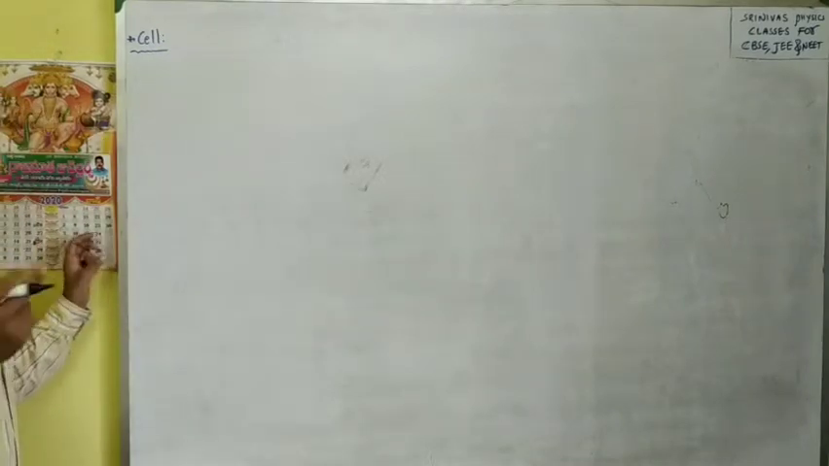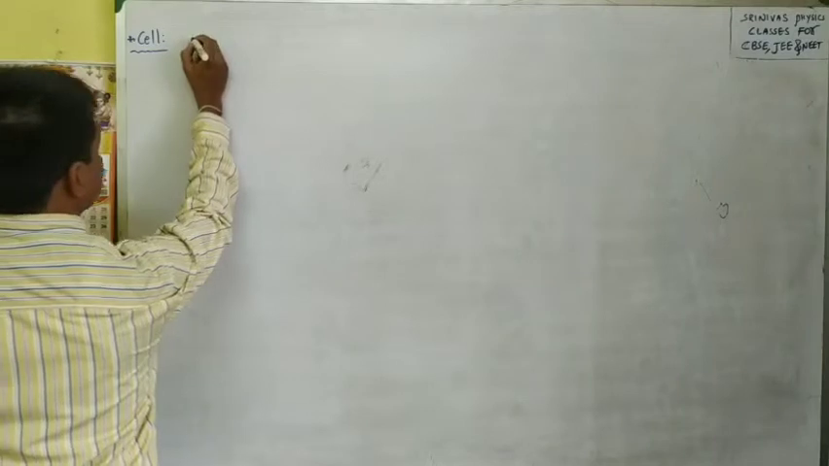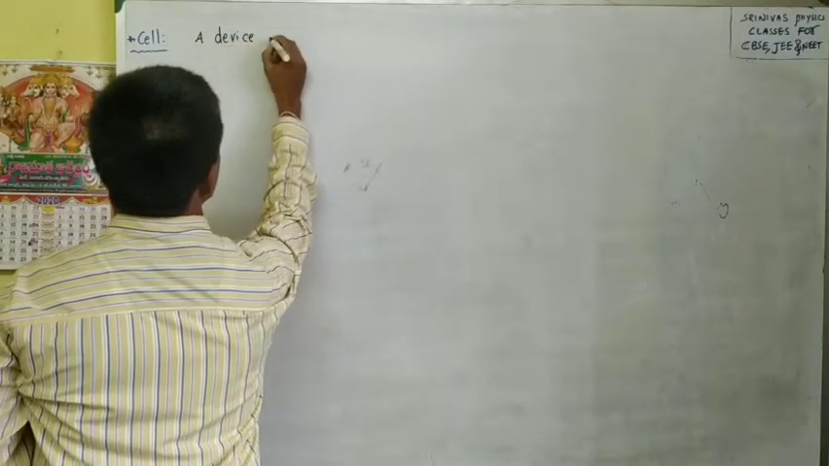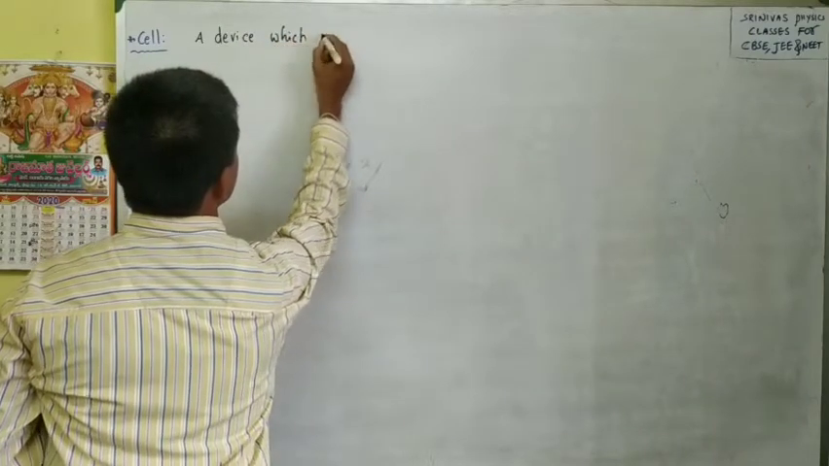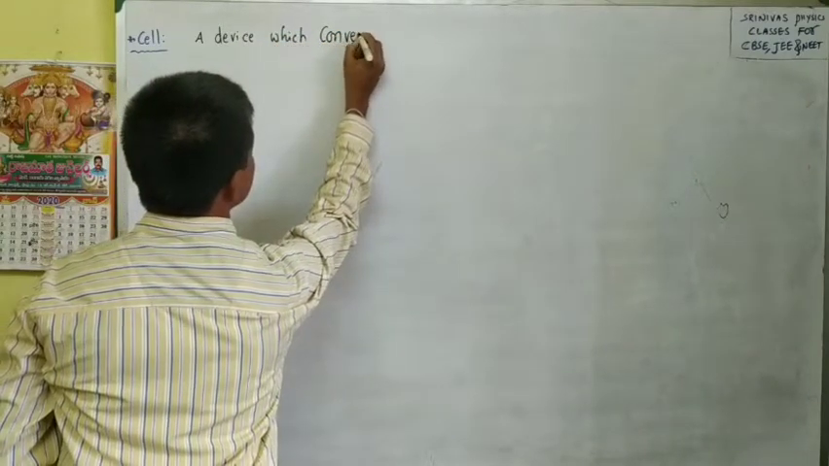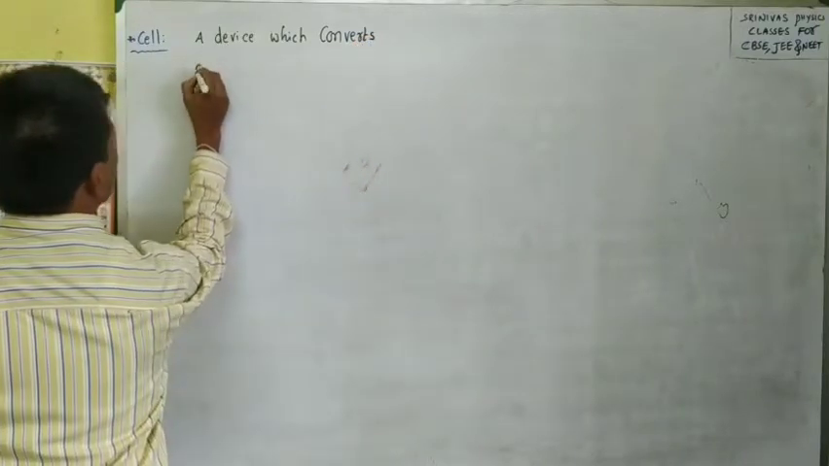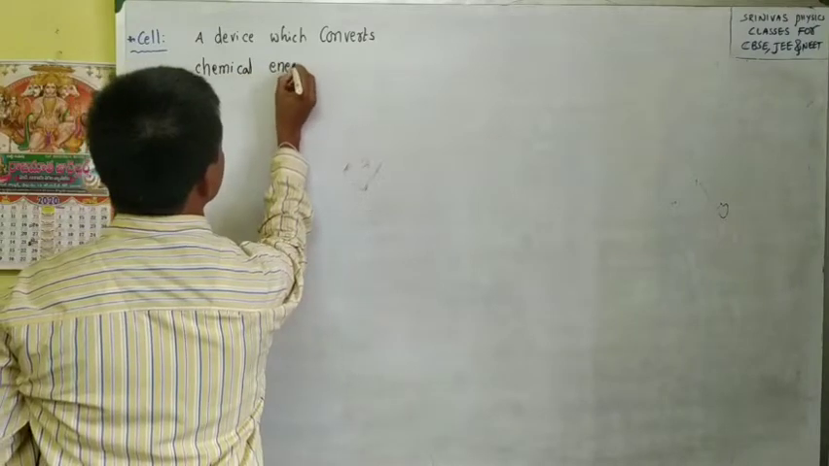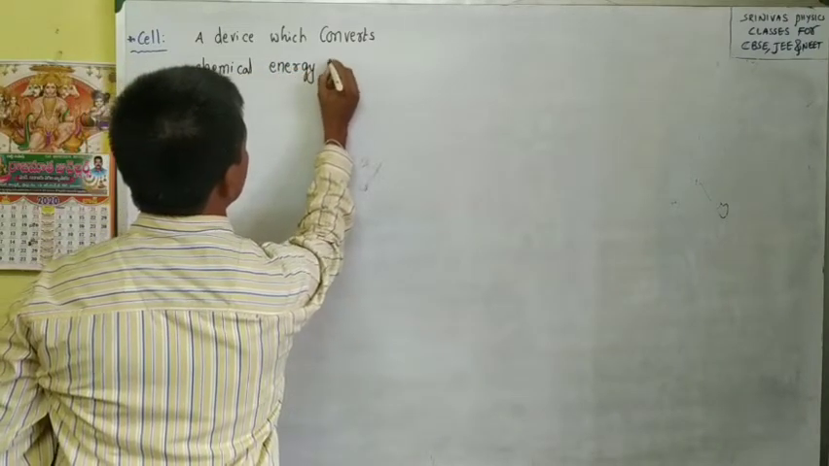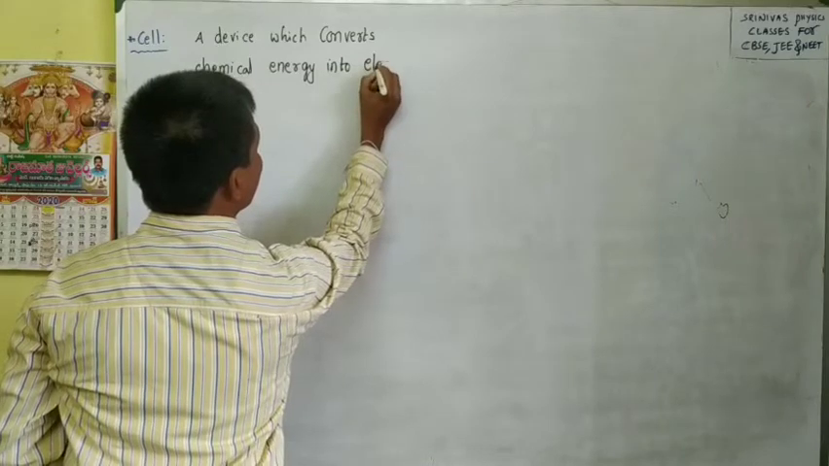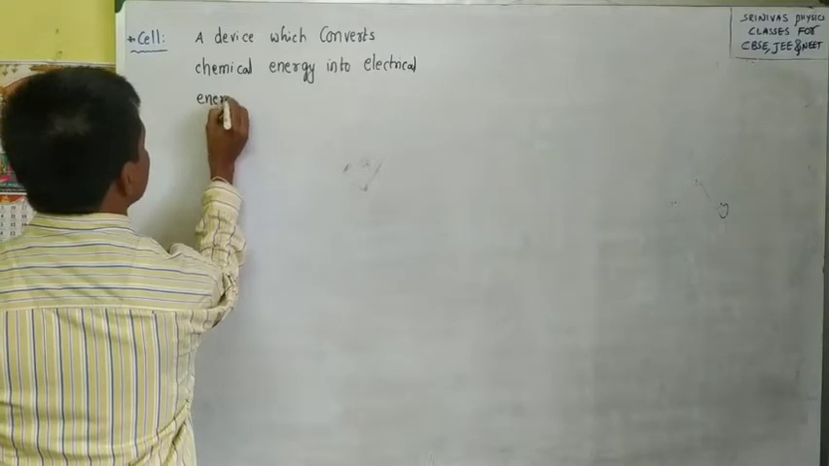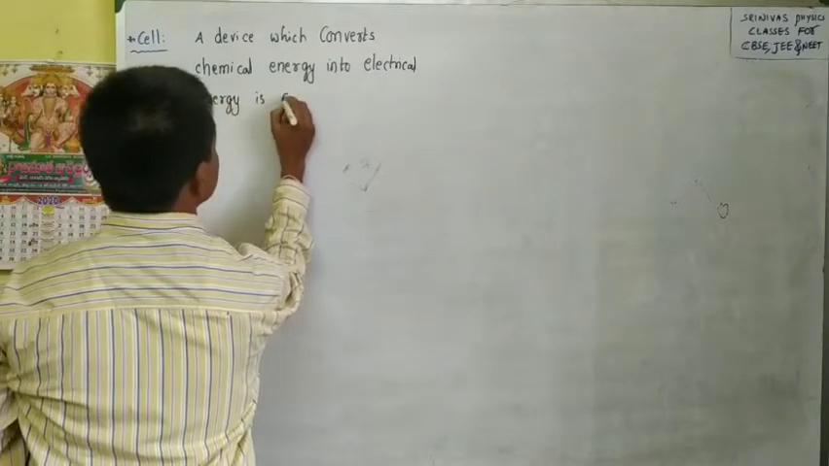Cell is a device which converts chemical energy into electrical energy. Cell is a device which converts what? Chemical energy into electrical energy. That is called as cell.